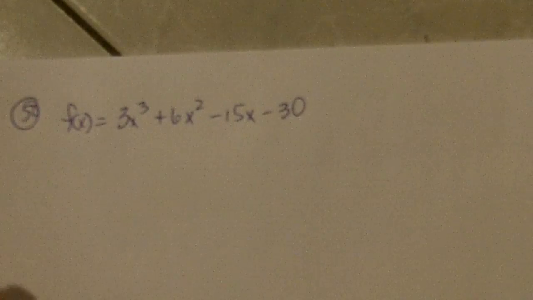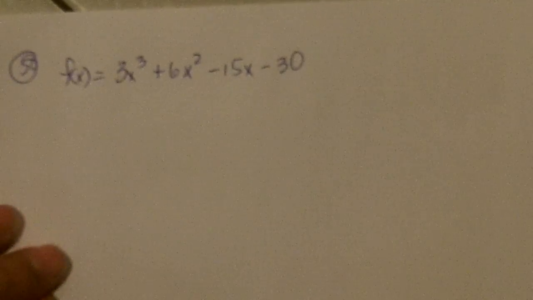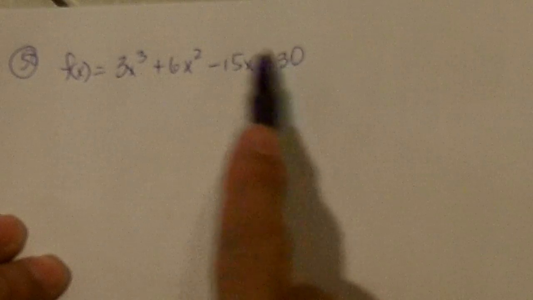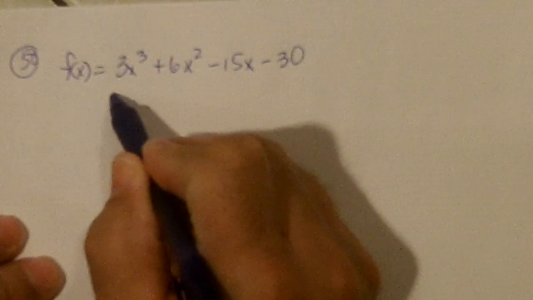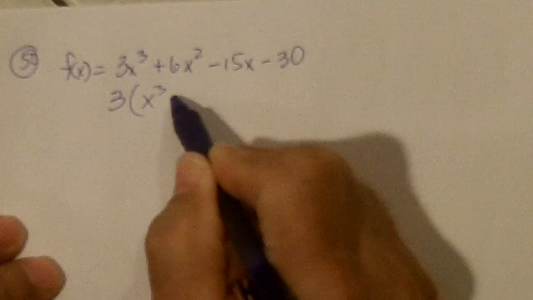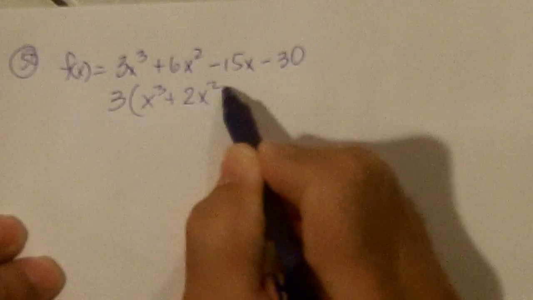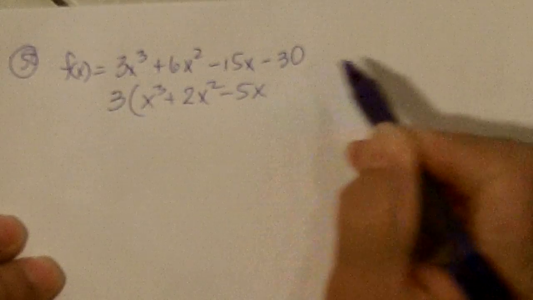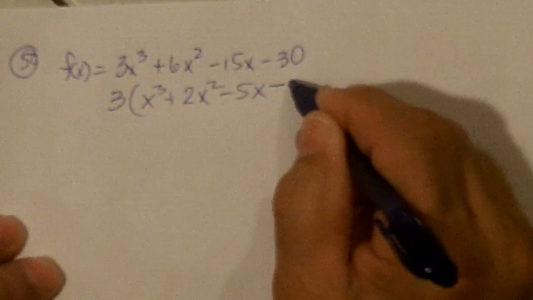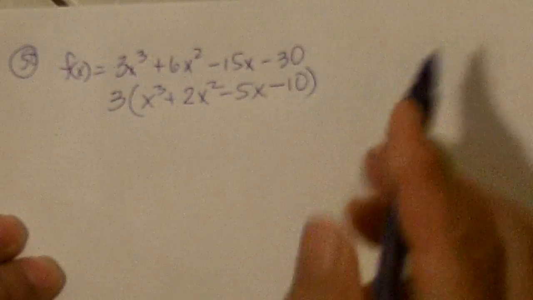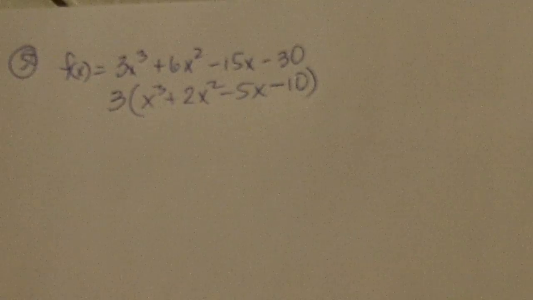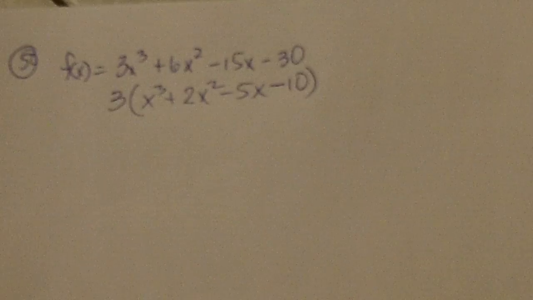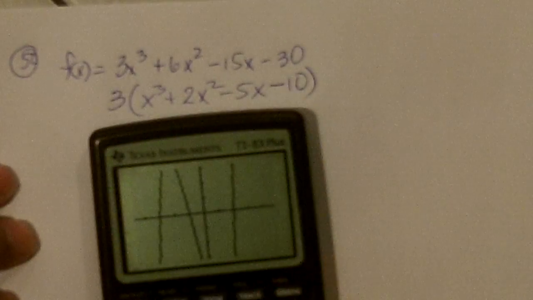All right, 50 basically says do the same thing. So now we just have more possibilities. It'd be factors of 30 over factors of 3, but we could take a 3 out first and say x to the third plus 2x squared minus 5x minus 10. So it'd be factors of 10 over factors of 1. So factors of 10 are 1, 2, 5, and 10, plus or minus. Those are the only rational ones.